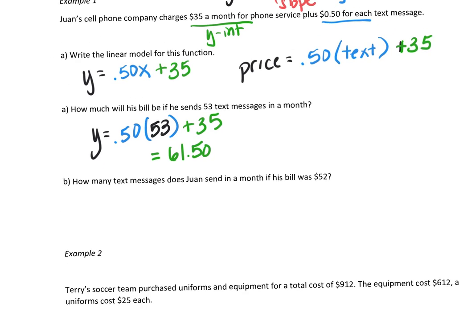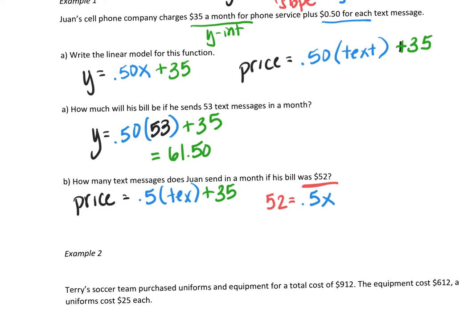The next one asks, how many text messages does Juan send in a month if his bill was $52? So notice here we're given the actual price. And we know we have an equation that relates the price like this, where price is equal to 0.5 times my text messages plus that starting value of 35. So I know the price now is 52. So I know 52 is equal to 0.5 times the x, the number of text messages I'm sending, because that's what I'm looking for. And I know I still have to pay the 35 a month.